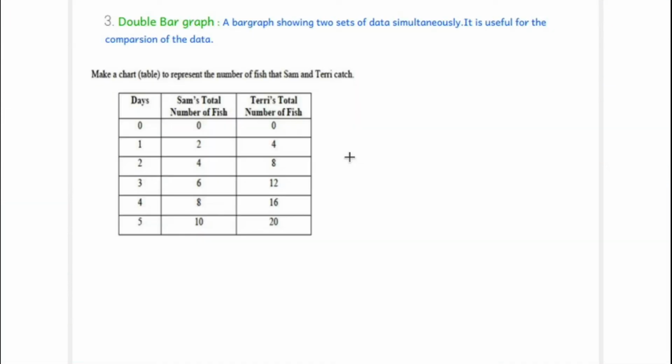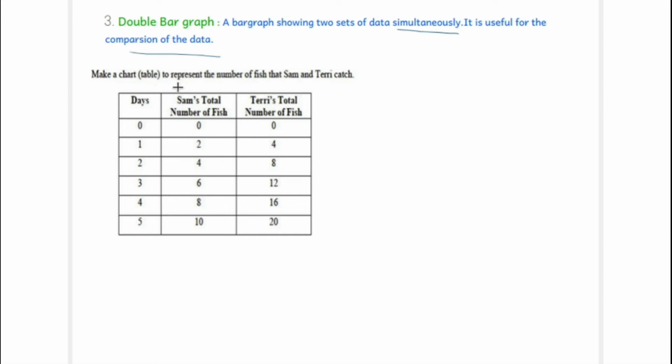Okay, next one is the double bar graph. Now how to draw a double bar graph? Here two bars will represent the data. A double bar graph shows two sets of data simultaneously. It is useful for comparison of the data. So first of all we will have a look at this chart.